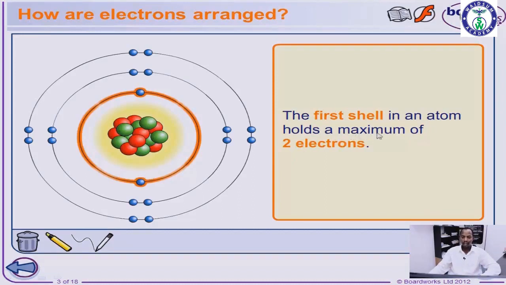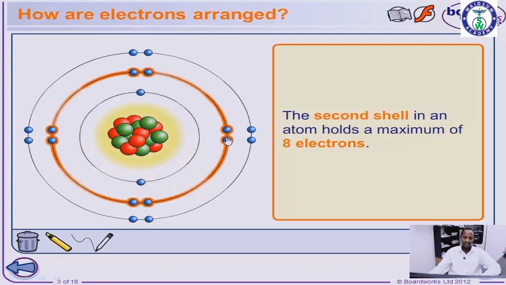Now the first shell in an atom holds a maximum of 2 electrons. This is the first shell in an atom. It's holding a maximum of 2 electrons. Now the next shell is not going to hold 2, so the next shell will be what? 8. The second shell in an atom holds a maximum number of 8 electrons.